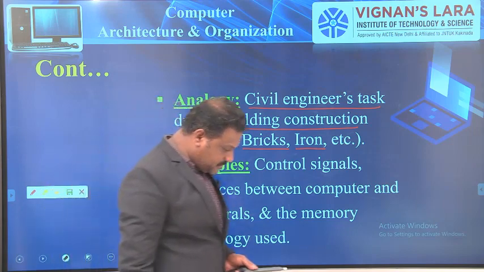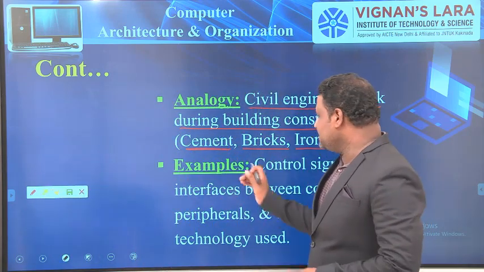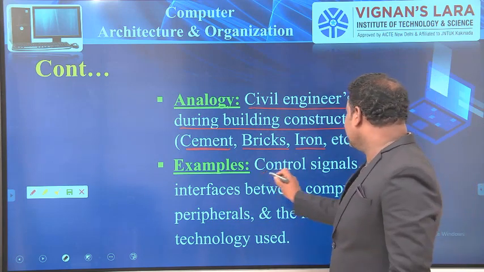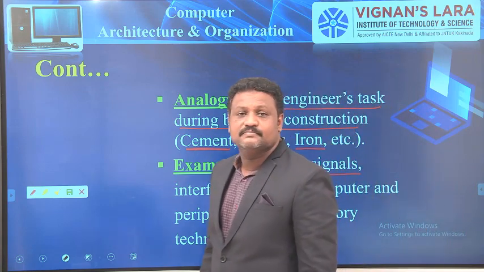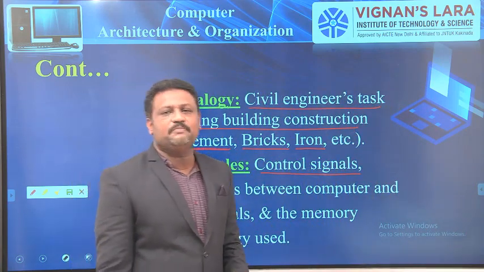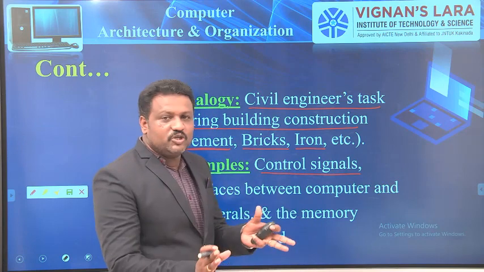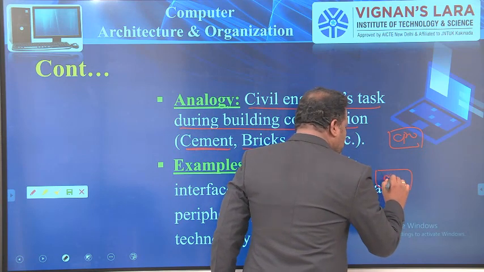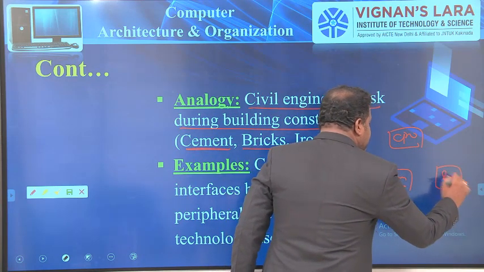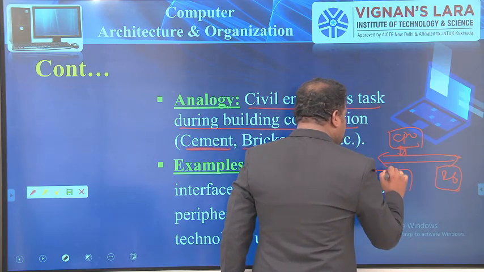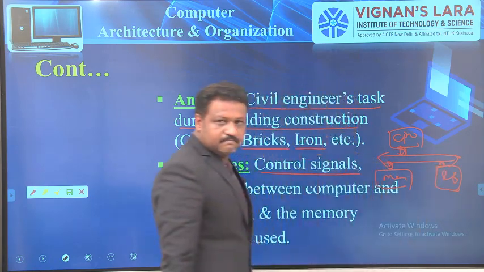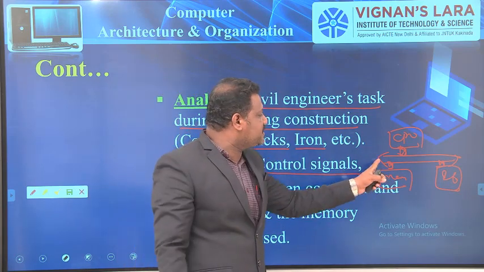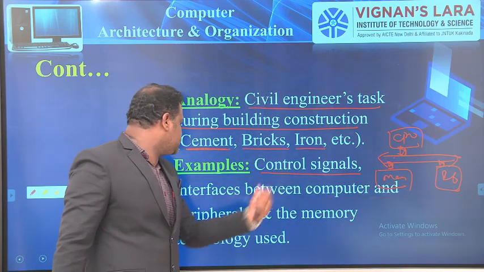Next, coming to the examples, what are the examples for organization? The first one is the control signals. These are important to us. These signals are generally generated by the central processing unit, that is our CPU. The CPU sends control signals to memory as well as I/O devices to do a certain task. So the first organizational attribute example is the control signals.